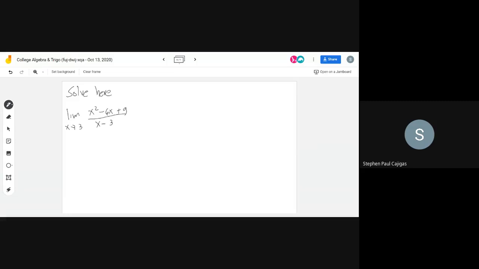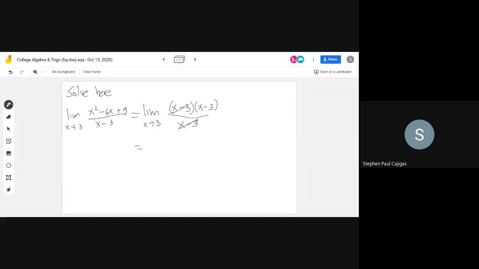Anyway, to solve this, we would first have to factor x squared minus 6x plus 9. What do you think? Most likely, it factors as x minus 3 times x minus 3. So we have x minus 3 times x minus 3 over x minus 3 as x approaches 3. Again, I have not removed the limit yet, because I have not substituted yet.